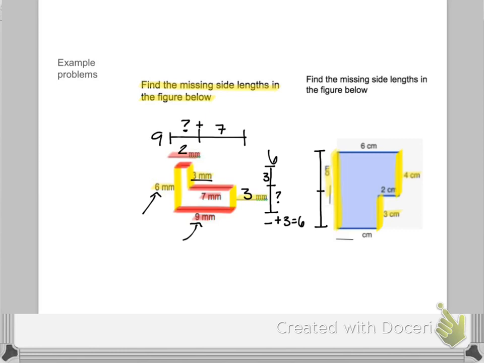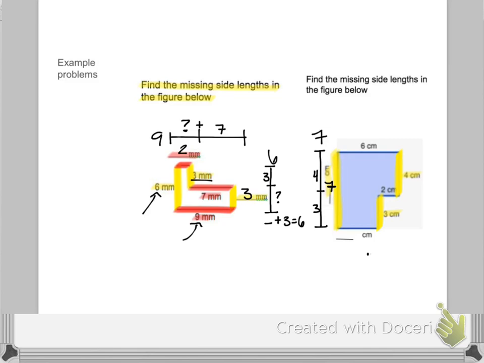I'm going to transfer the values from the other side. 3 is one of my small pieces. 4 is the other one. Because I'm missing the largest piece, that means I'm going to add them together. 4 plus 3 is 7. So the longest side length, or my missing piece, is 7.